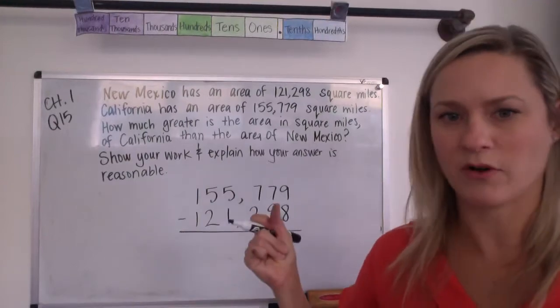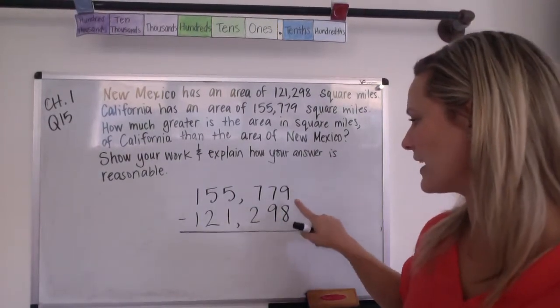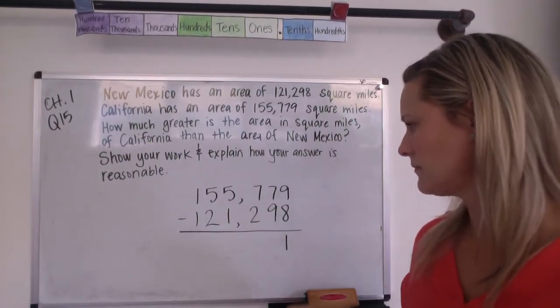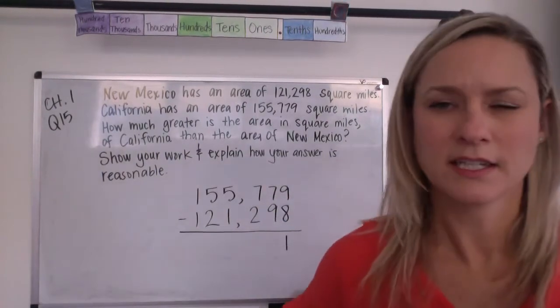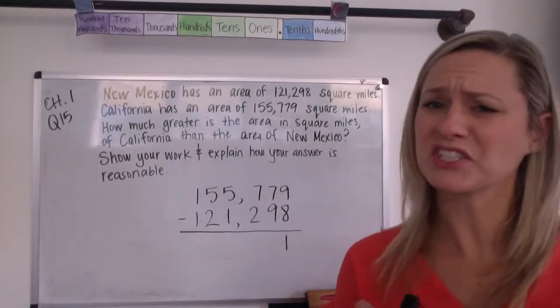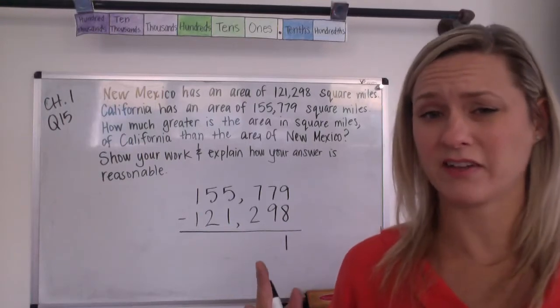All right, so I'm going to use the algorithm because these numbers are huge. I want to just have a way to do this. So 9 minus 8 is 1. All right, 7 minus 9. Some people say you can't do it. You actually can do it. It would give us a negative number.